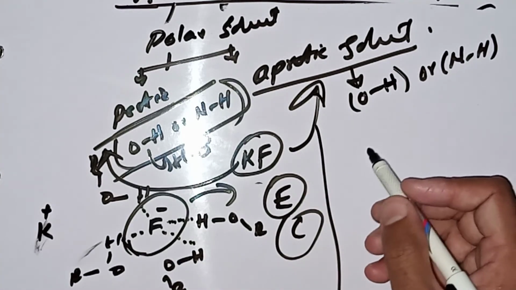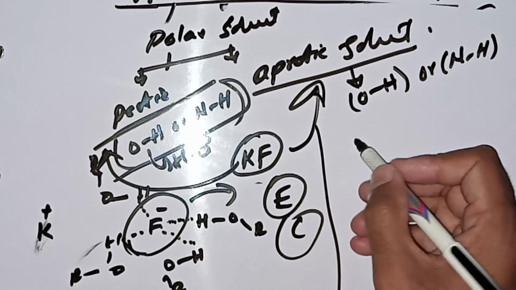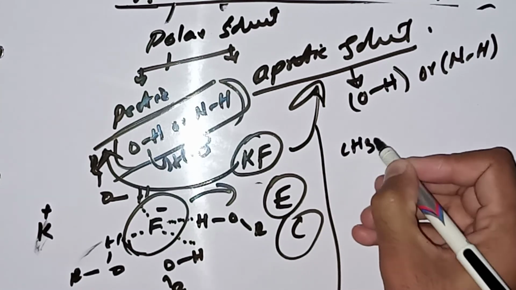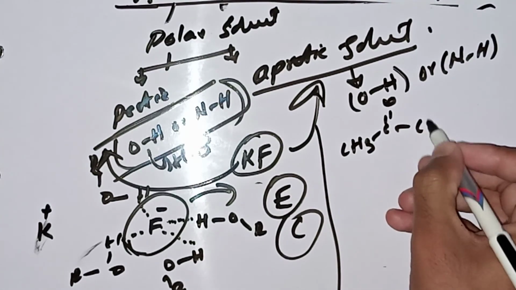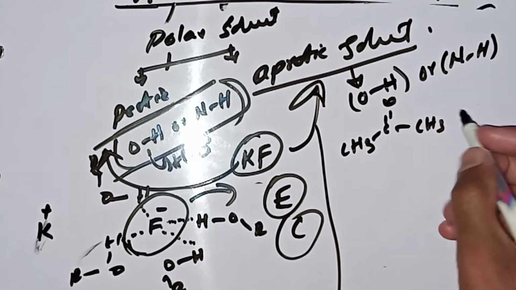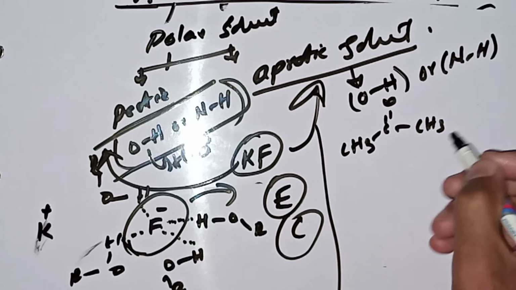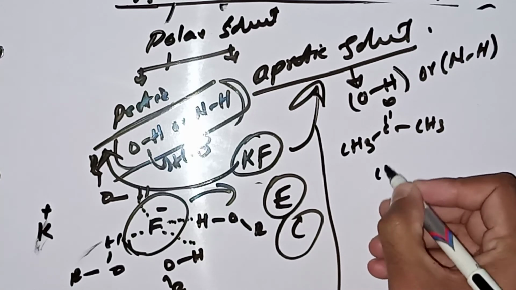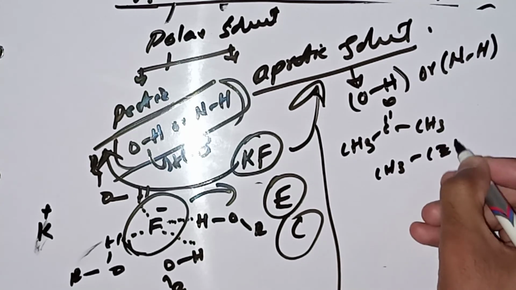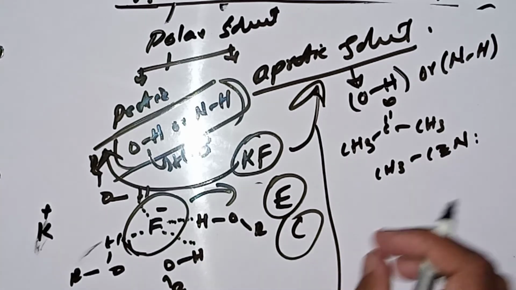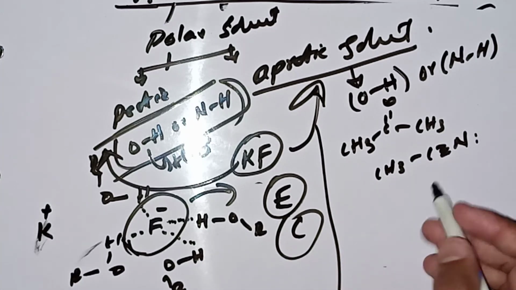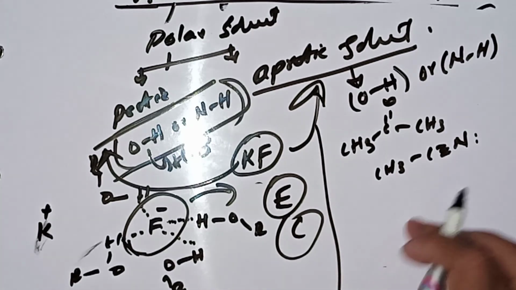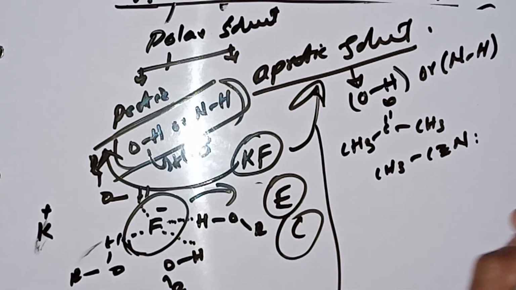But in an aprotic solvent, like acetone, a ketone, CH3, double bond O, CH3, or in the case of acetonitrile, CH3, triple bond N, there is no OH or NH bond present, so hydrogen bonding cannot be produced. The hydrogen bonding effect here is negligible, essentially zero.